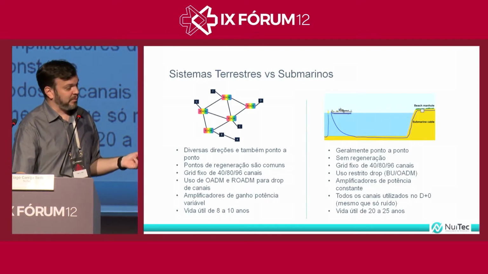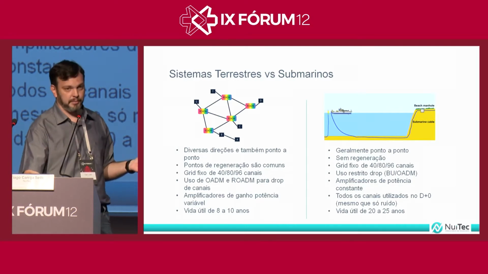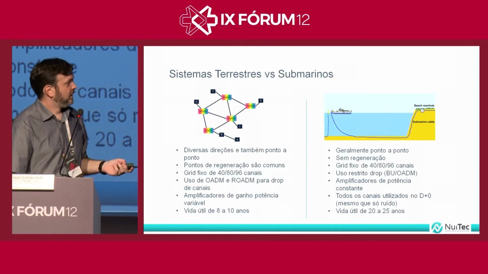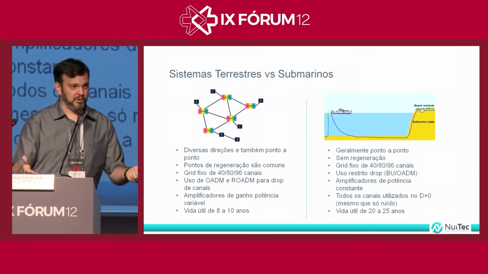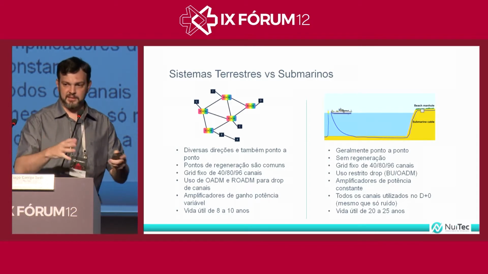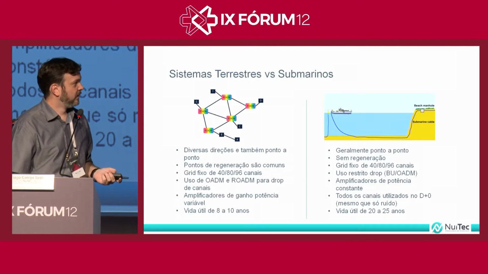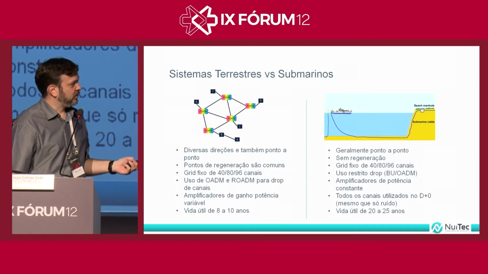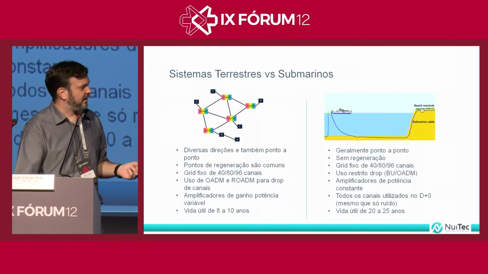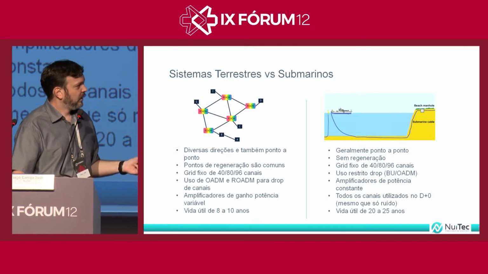submarine transport, the fixed system versus sub. The submarine system usually is end-to-end, point-to-point, no regeneration. There is no site, no station to place a regenerator. The signal goes straight through it. The grid here can be fixed or variable. It's no longer necessary to be just fixed.